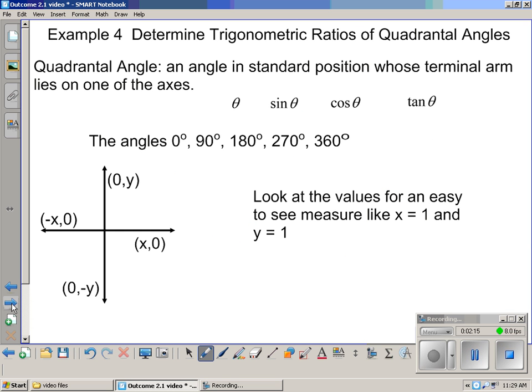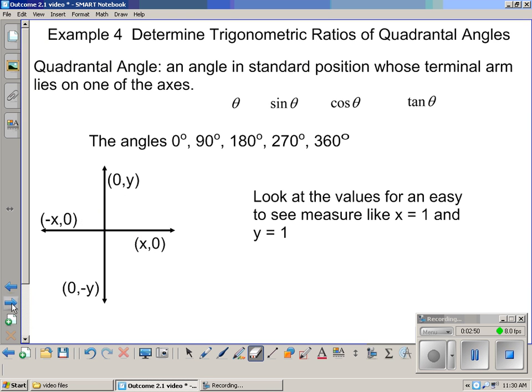A quadrantal angle is an angle in standard position whose terminal arm lies on one of the axes. These angles are 0 degrees, so if we stopped here, then 90 degrees if we came this far, 180 degrees, 270 degrees, or 360 degrees. Look at the values for an easy to see measure like 1 and negative 1. So if we picked points on each of those terminal arms.